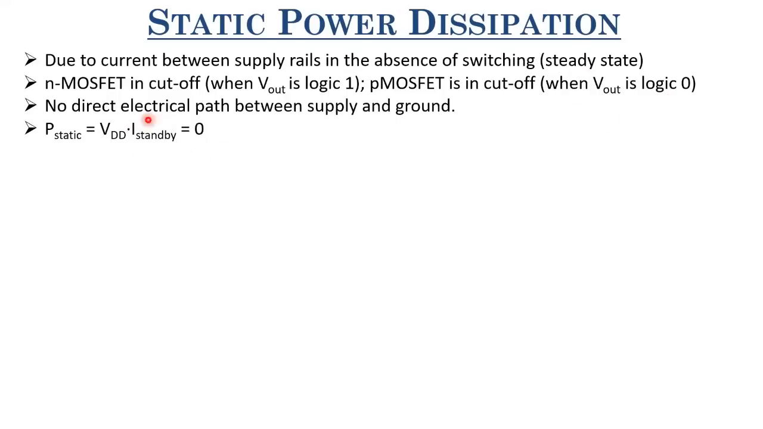Since that standby current is 0, that is, there's no current between supply and the ground, ideally we should have static power equal to 0. Because what is static power? Static power dissipation is simply VDD multiplied by I standby, which is being drawn from the supply when the output is at a fixed state. It is at steady state, at logic 1 or logic 0. So, as I said, ideally, no static power should be dissipated in CMOS inverters.